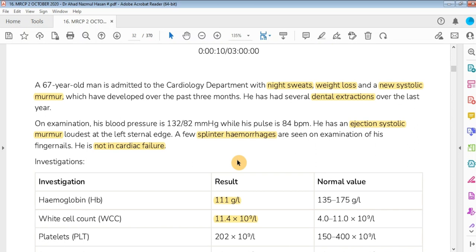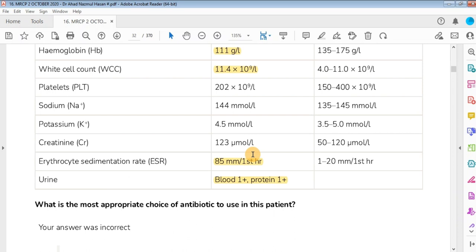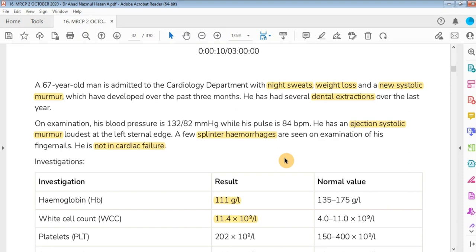So this patient has come up with the features of fever plus a new systolic murmur. Fever plus a new heart murmur, the diagnosis is infective endocarditis unless otherwise proved, and all the other features are also suggestive of infective endocarditis. The first step here should be detection of the etiology. After that, we can choose the antibiotic. Since there is a history of dental extraction, what might be the most likely etiology here?